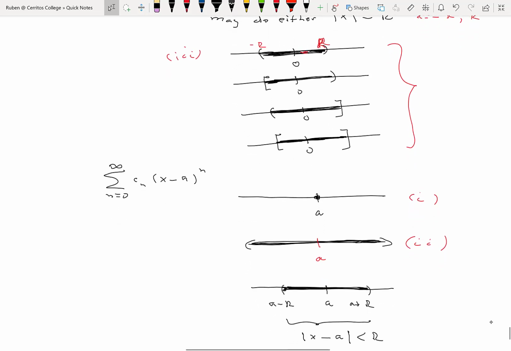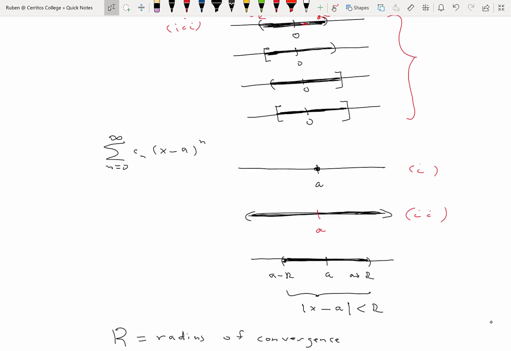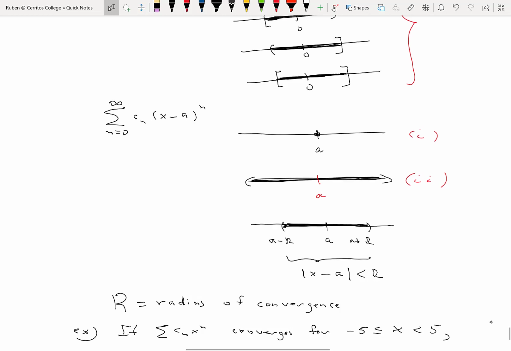That's a fancy way of saying the absolute value of x minus a is less than r. And then we would check the endpoints separately for convergence. Okay, that r, that distance from the center to the edge of our interval of convergence, that's called the radius of convergence.